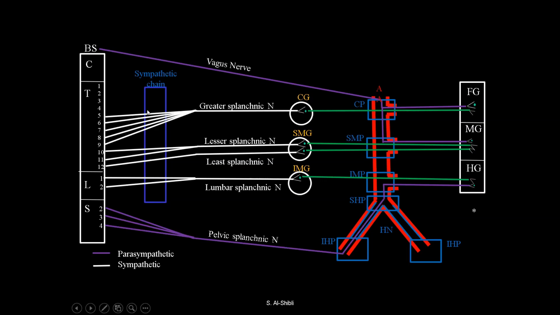So this is it. I will send you the whole slides to the committee, maybe today, so you can return back to it anytime you want. Okay, so this is for the autonomic innervation of the gastrointestinal tract.